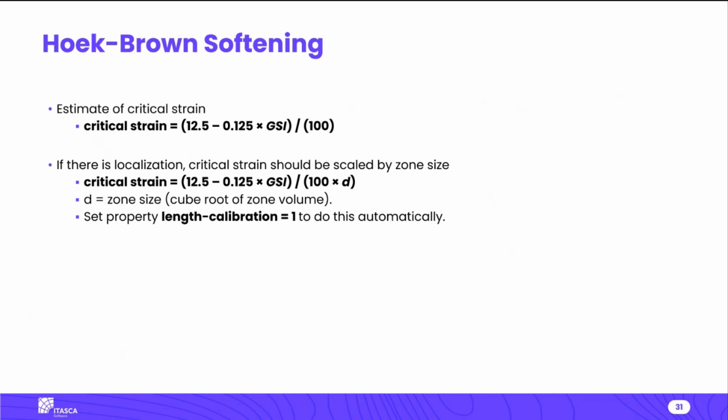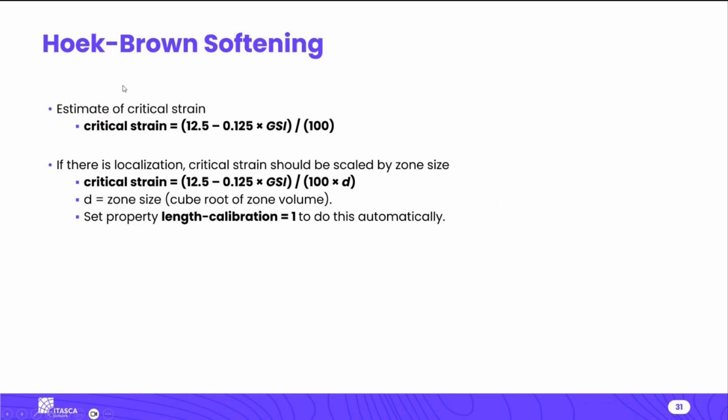Strain softening for Hoek-Brown is built in. So be aware that for Mohr-Coulomb, there are two separate models. There's Mohr-Coulomb, which is perfectly plastic, and there's strain softening, which is actually Mohr-Coulomb with strain softening. In Hoek-Brown, it's the same thing. You can run your Hoek-Brown perfectly plastic, or you can run the same Hoek-Brown model with strain softening by using tables, as I showed before.